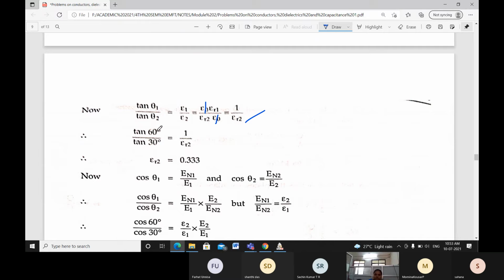Then theta 1 is what? 60, and theta 2 is 30. That's going to be 1 divided by εr2. Then go find out the value for εr2. That's going to be 0.333.